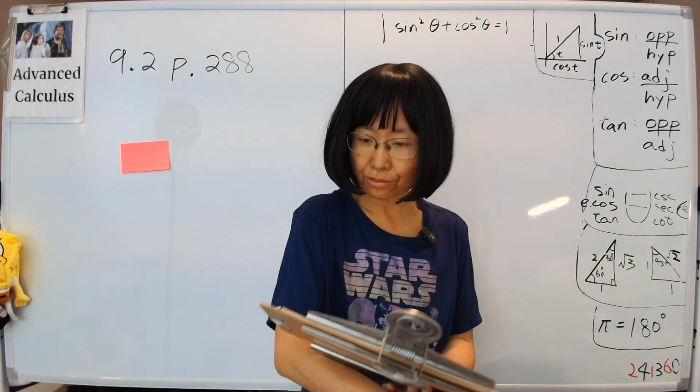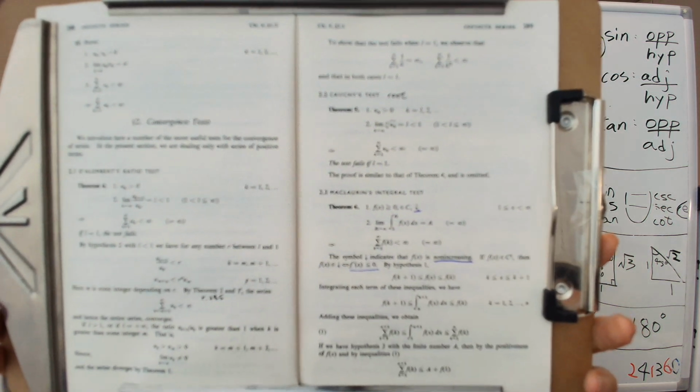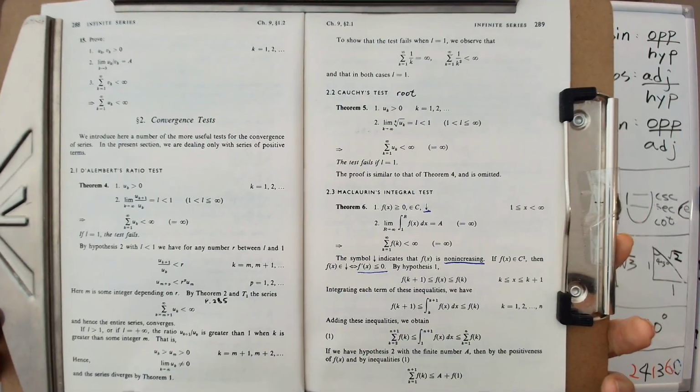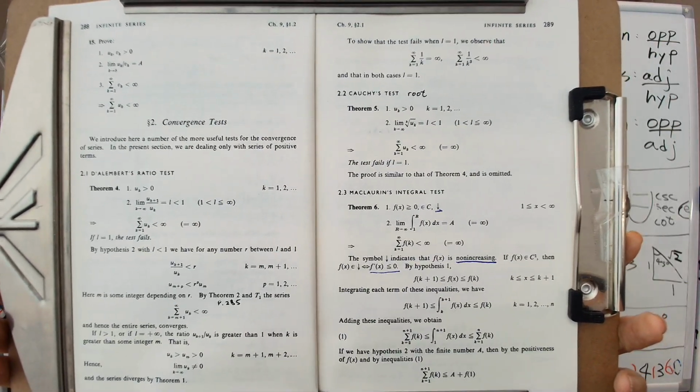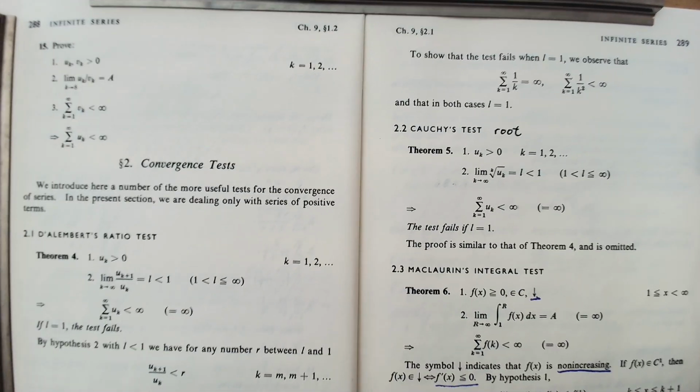Today we are going to do section 9.2 first. Let's look at the book. We have that. This page is already scanned, should be, but we'll just do this again quickly.